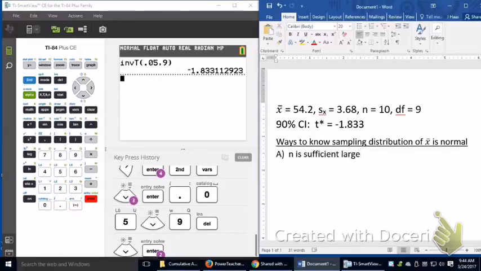Okay, so one way to know that the sampling distribution of X bar is approximately normal is if n is sufficiently large. Our rule of thumb for that is an n value greater than 30. That means that the central limit theorem states that the sampling distribution of X bar is approximately normal.